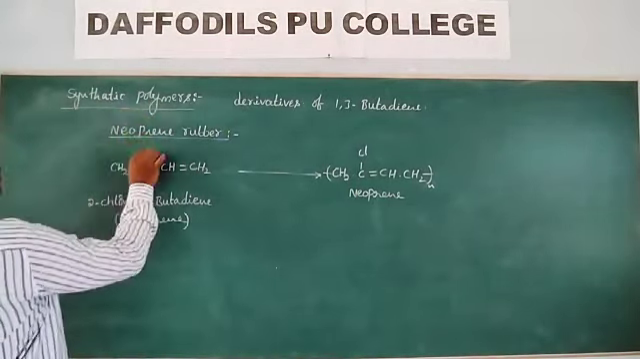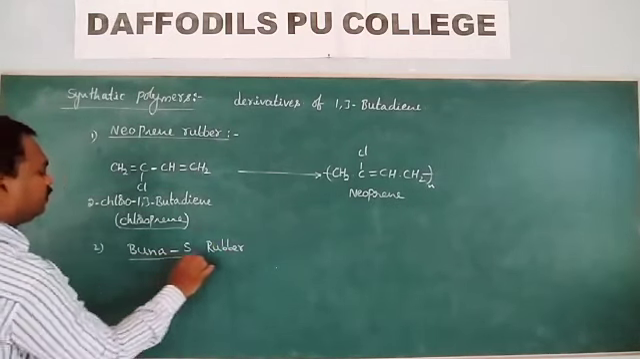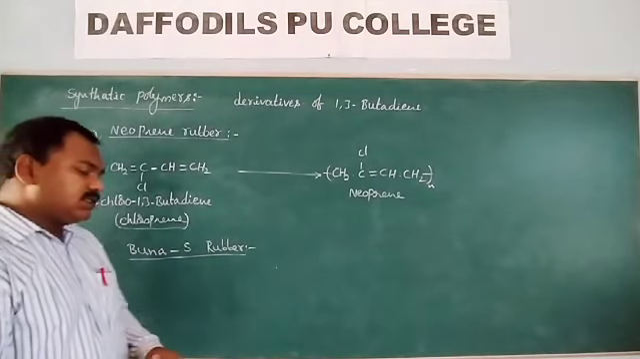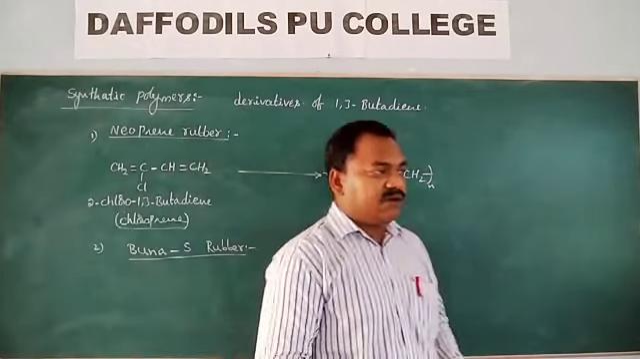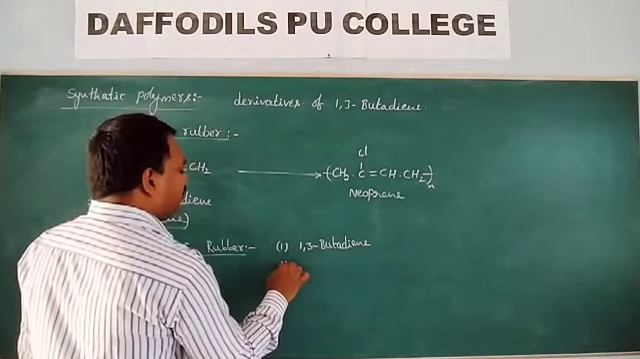Next, Buna-S rubber. So what is this Buna-S rubber? This Buna-S rubber contains two kinds of monomeric units. One is 1,3 butadiene. The second one is styrene.